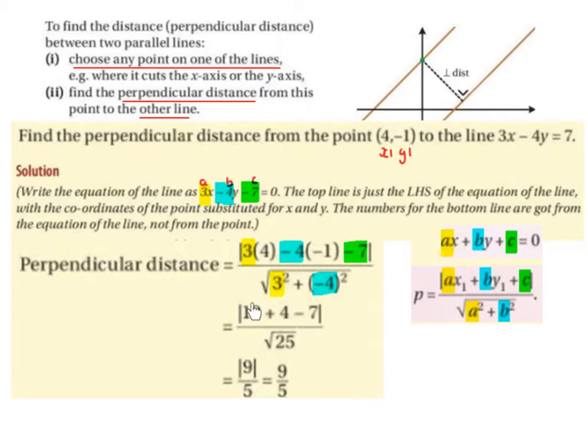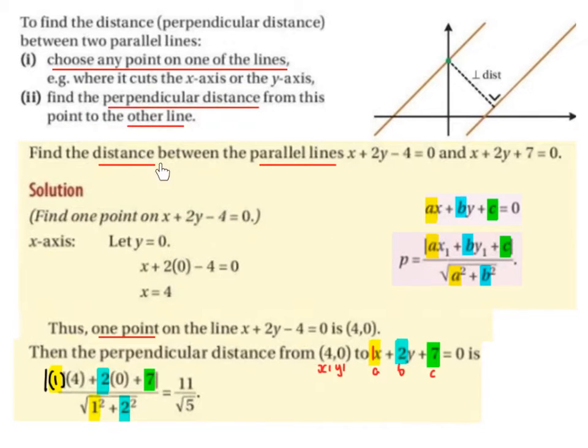So 3 by 4 is 12, -4 by -1 is plus 4, and we bring down the -7. 3 squared is 9, (-4) squared is 16. Add them together to get 25, so we get root 25. 12 plus 4 minus 7 is 9. It's the modulus of 9. The square root of 25 is 5. So we end up with 9 over 5 as the perpendicular distance between the point (4, -1) and the line 3x - 4y = 7.